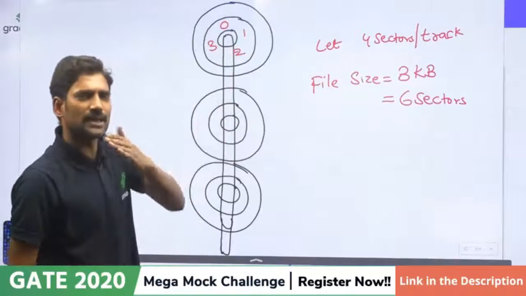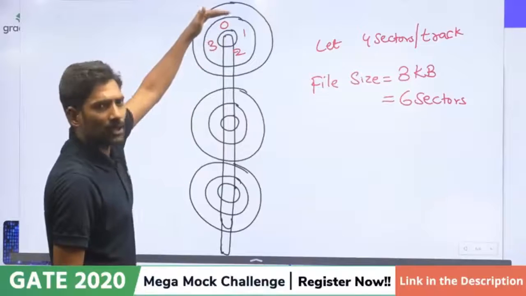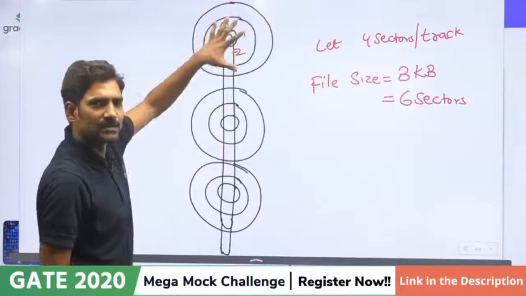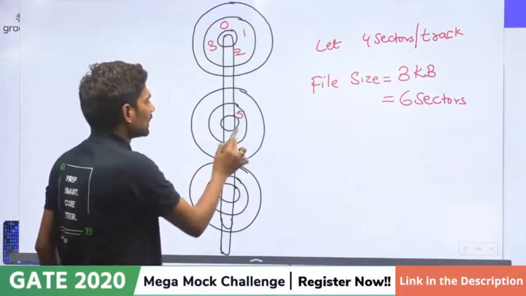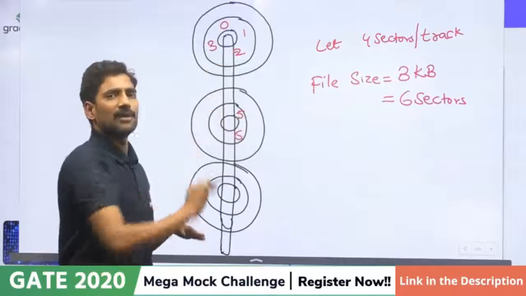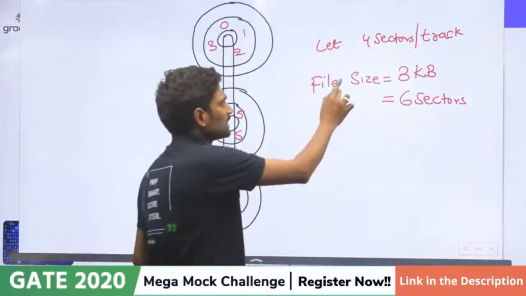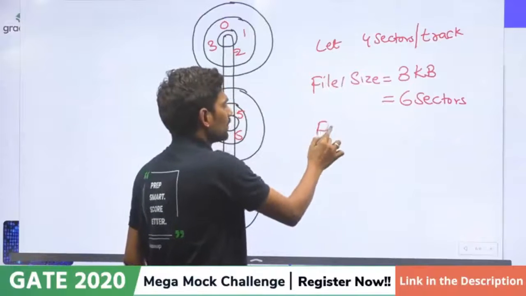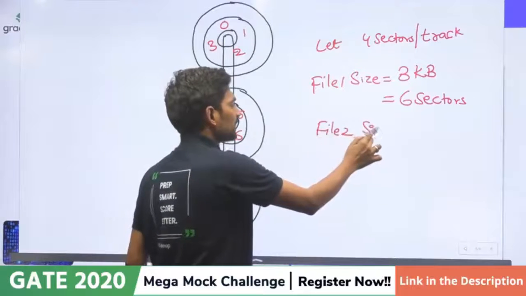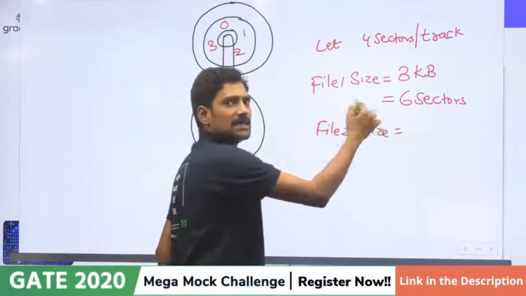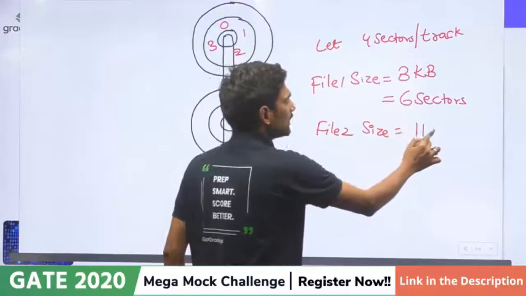The next 2 sectors would be where? Not on the same surface. They will be on the next surface, first track. Let's say this is file 1. File 2, there is another file. Let us assume its size is 11 kilobytes.